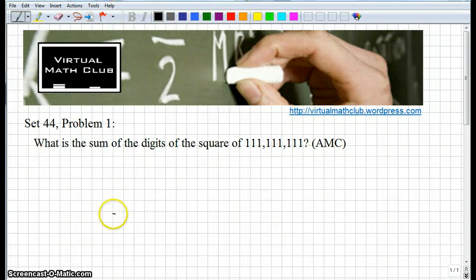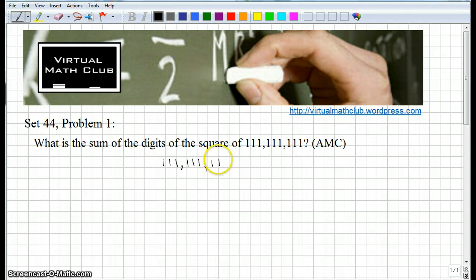Problem number 1. What is the sum of the digits of the square of 111,111,111? Alright, well, we're looking for the square. So we want to look for the sum of the digits when we square this thing.